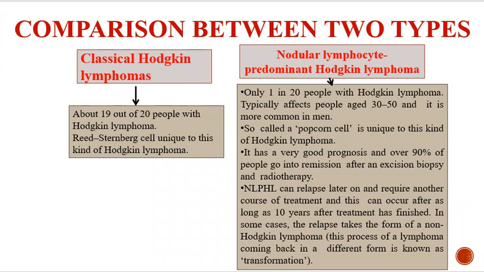If we compare these two types of lymphoma, we will see that the classical type accounts for most patients with Hodgkin lymphoma. In this case, only Reed-Sternberg cells can be found. However, the nodular lymphocyte predominant type is more rare, and its so-called popcorn cell is unique to this lymphoma type. These patients have a very good prognosis, but the disease can relapse after 10 years and require another course of the treatment.